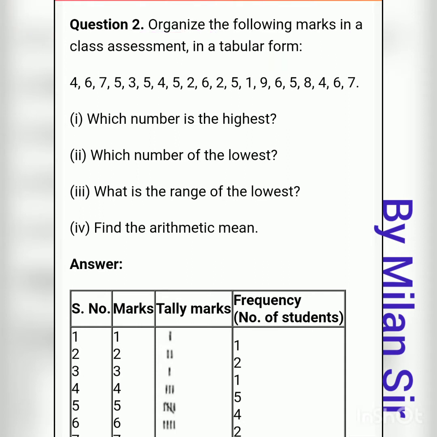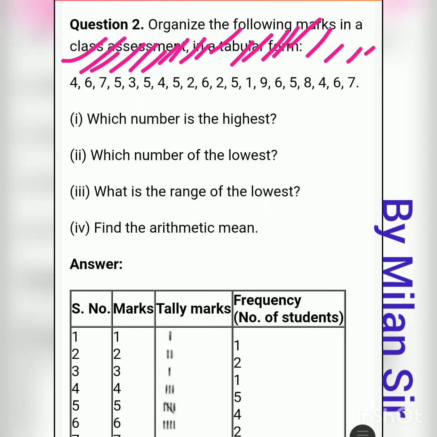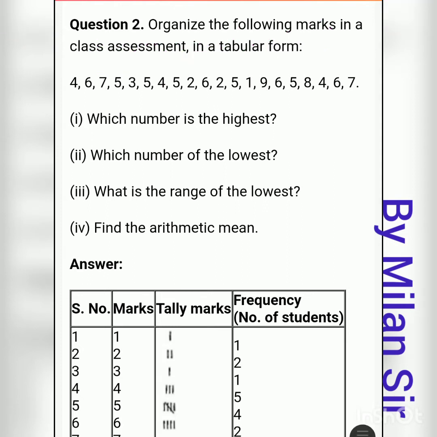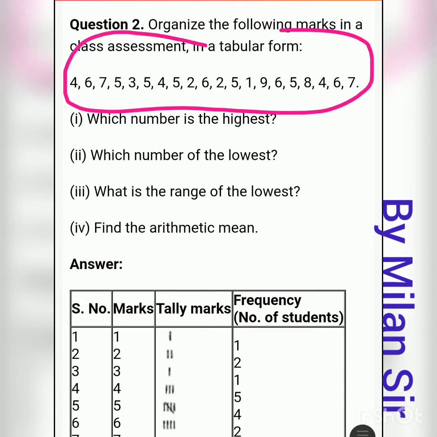So here some random data is given to you. Following marks in class assessment: 4 6 7 5 3 5 4 5 2 6 2 5 1 9 6 5 8 4 6 7. These are the marks given to you. This is called ungrouped data. Here random data are there, and there is no grouping.